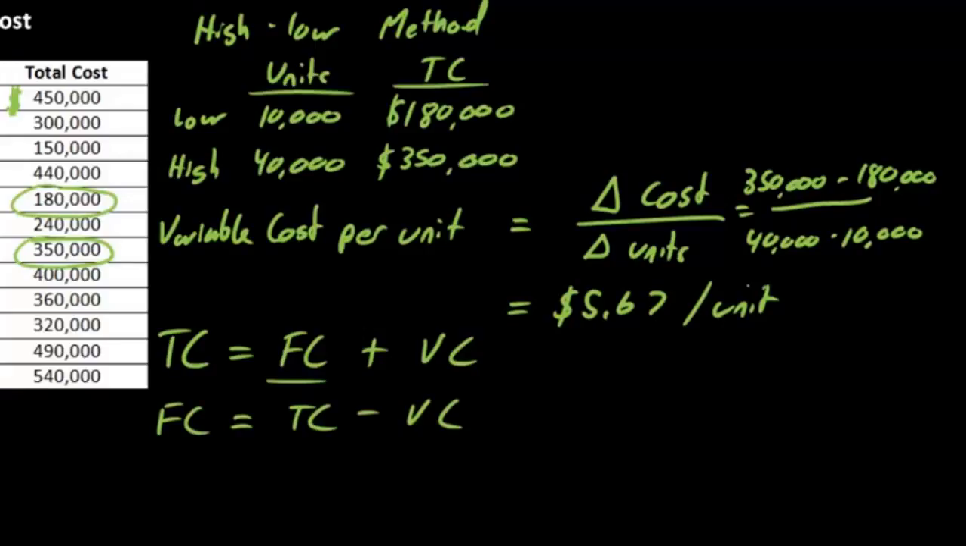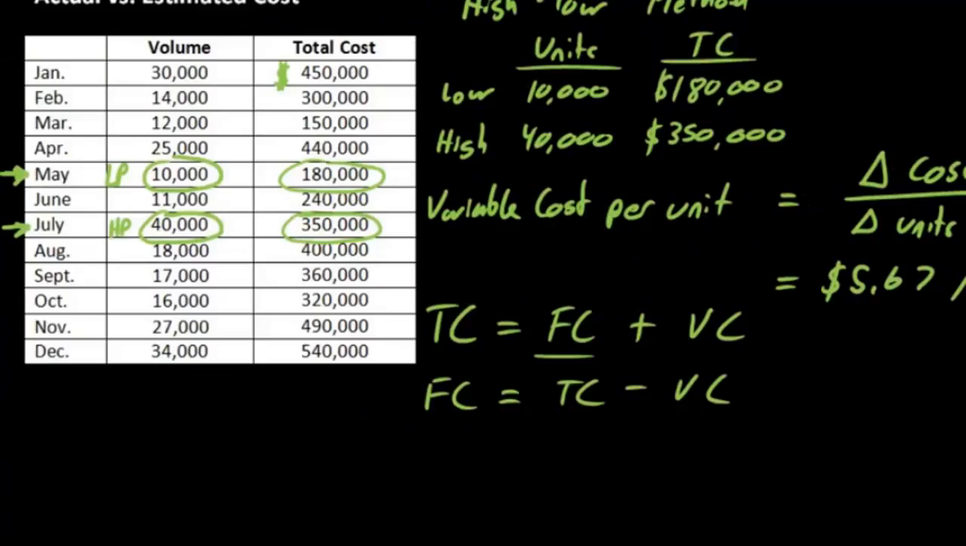And what we want to try to solve for is the fixed cost. So we can just rearrange the equation such that our fixed cost equals our total cost minus our variable cost. And from here we just solve the simple equation, and the numbers we're going to use are either from our high month, which was in July, or our low month, which was in May. We're not going to use any other month. We have to use one of these months or it won't work out. So let's just start with the high month and see what happens.